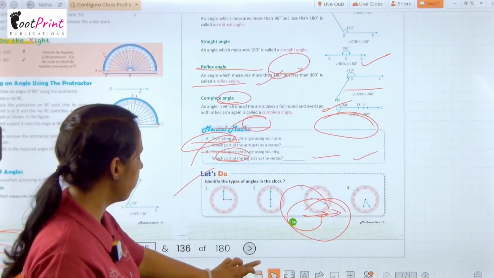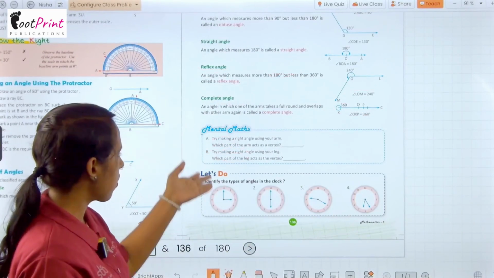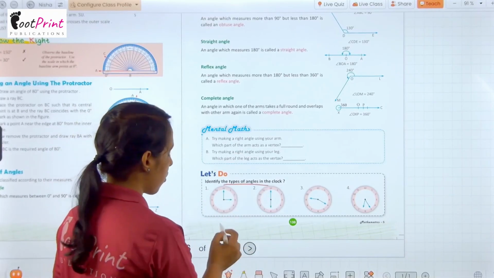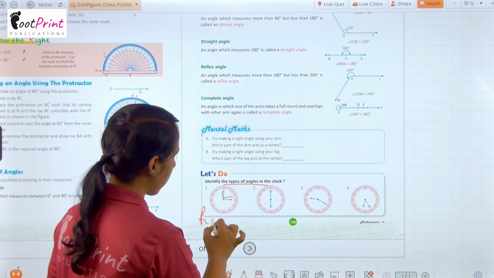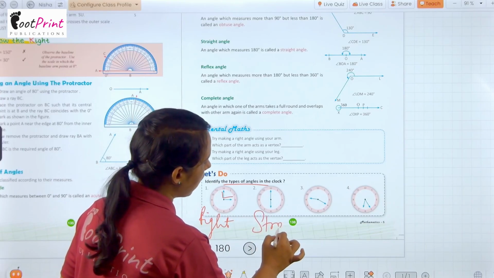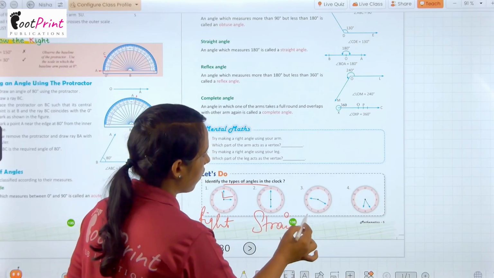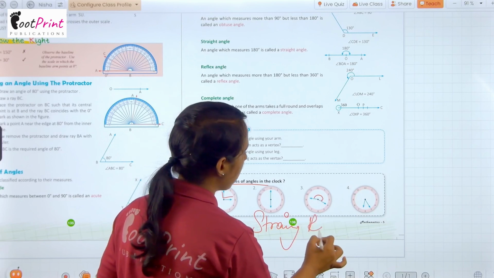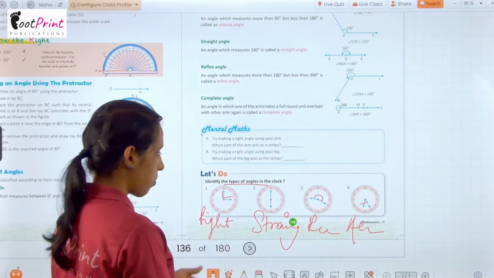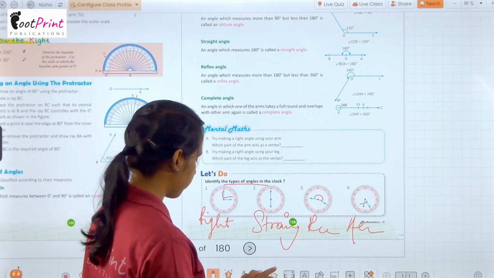Now here we have mental math question, and then let's do the exercise. In this we have to write types of angle. So it is showing a right angle, that is equals to 90 degree. This is showing a straight angle, and this one is showing a reflex angle, and this is acute angle. Okay, so in this manner you can do it.